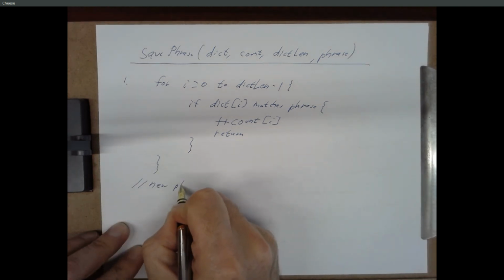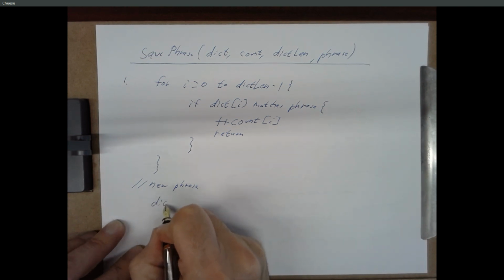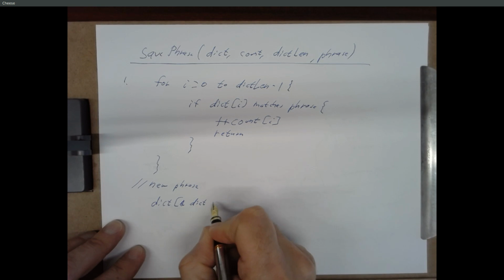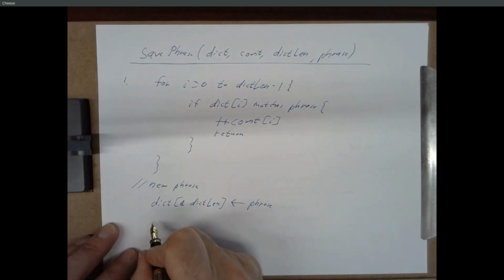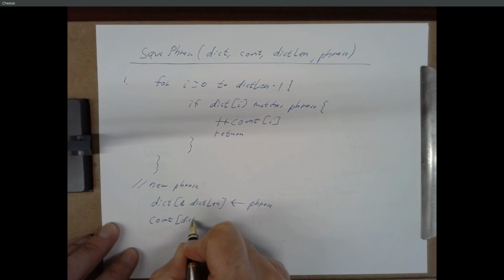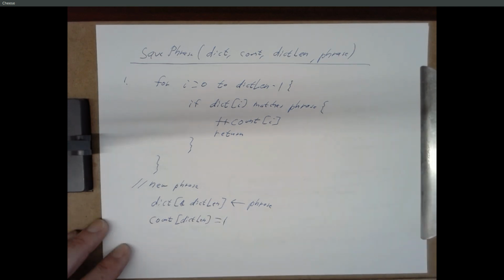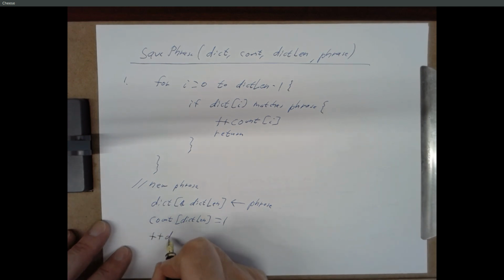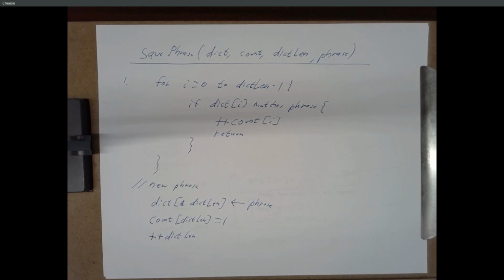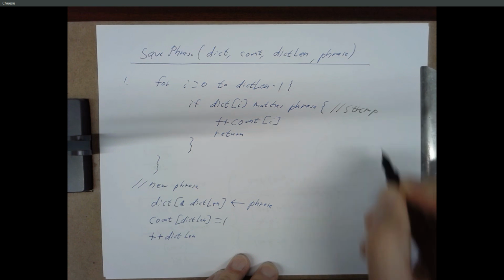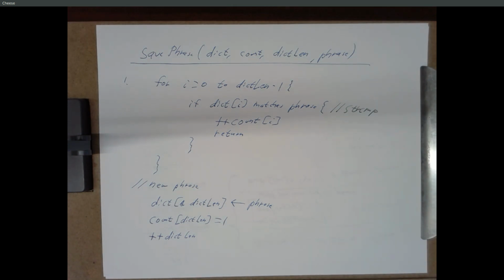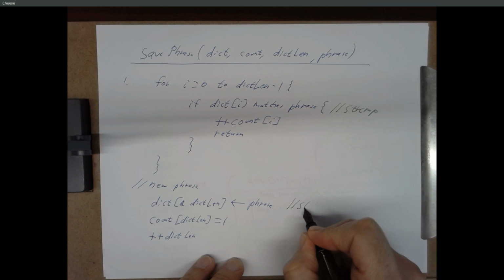Otherwise, this is a new phrase. So save your new phrase at dictionary[dictionary length]. So copy your phrase into there. Set your count of that phrase to 1, because we've seen it once. Increment your dictionary length, and you're done. So this comparison is string compare. If string compare of the two strings equals 0, then the phrases are the same. Otherwise, they're not. And this down here is string copy.